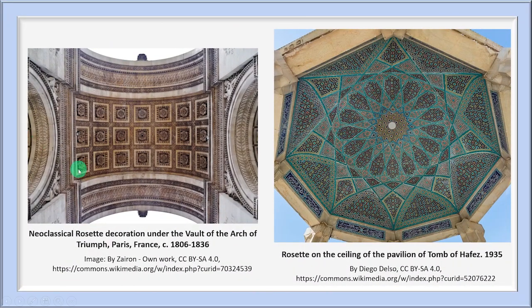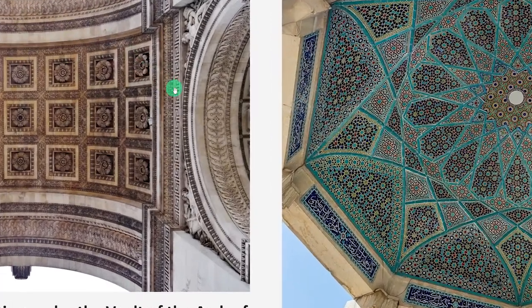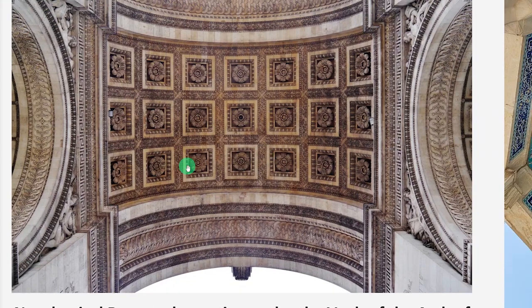Then I'm showing you a neoclassical example of rosette that is under the vault of the Arch of Triumph, Paris. The date is 806 to 1836. Arch of Triumph is an example of neoclassical architecture where we were again looking back to the art of classical antiquity.